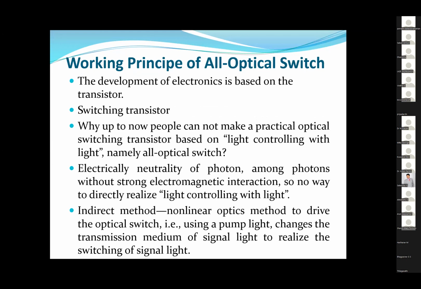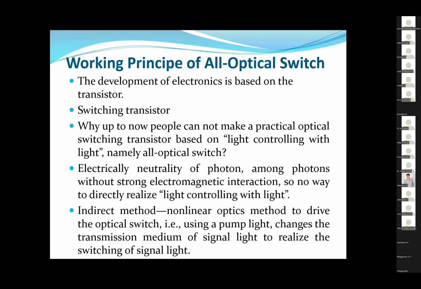The fundamental device in the electronic computer is the switching transistor, in which a strong electrical signal is controlled by a weak electrical signal. Now the laser has been invented for half a century. Why up to now can people not make a practical optical switching transistor based on light controlling light, namely the all optical switch? The primary cause is the electrical neutrality of the photon.